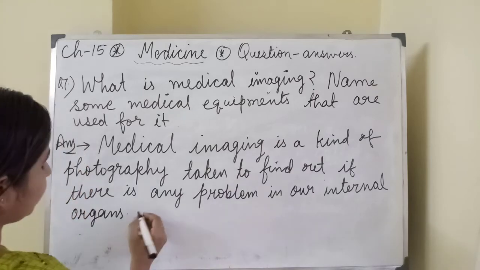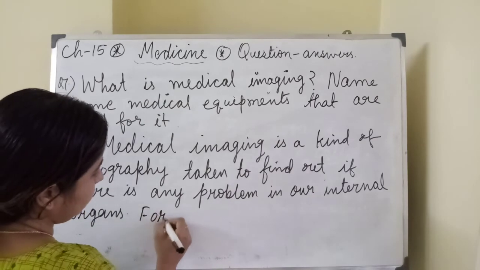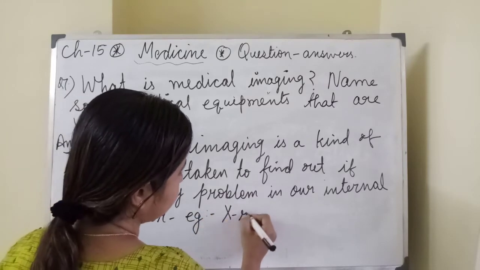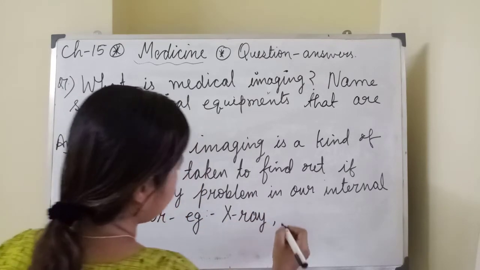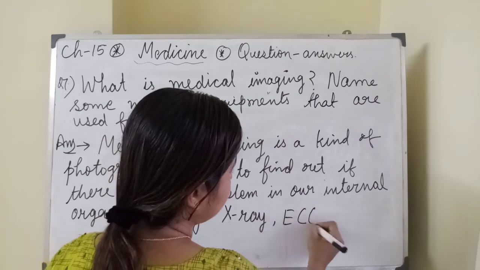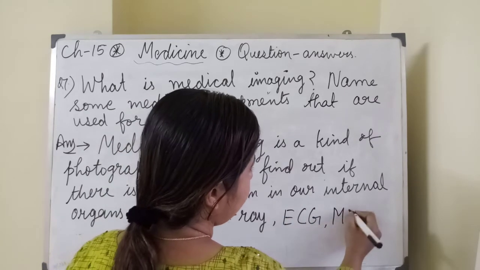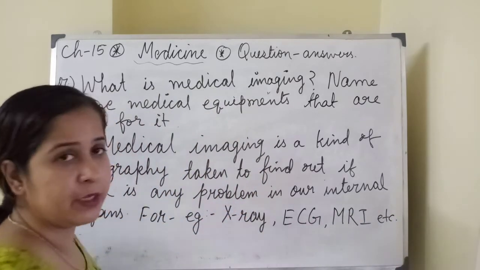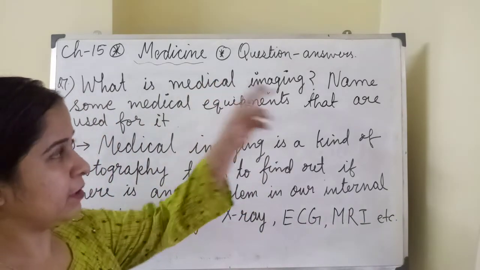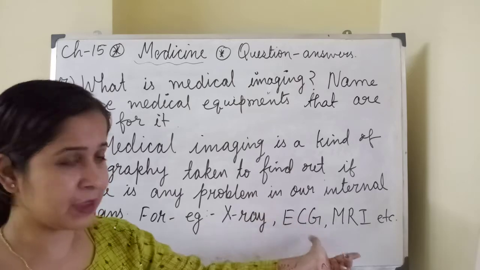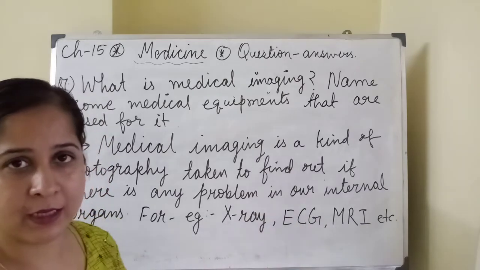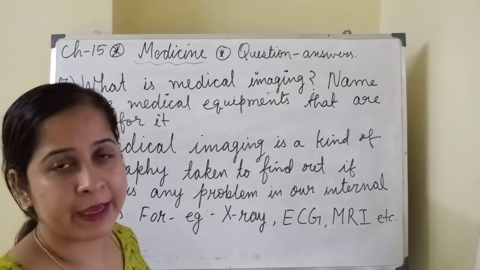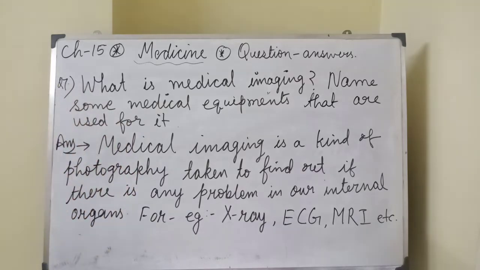Some medical equipments are, for example, X-ray, ECG, MRI, and etc. These are commonly used for medical imaging, so that these methods help us see how our internal body organs are functioning and how much they are affected by any disease. So please write down this answer in the notebook.